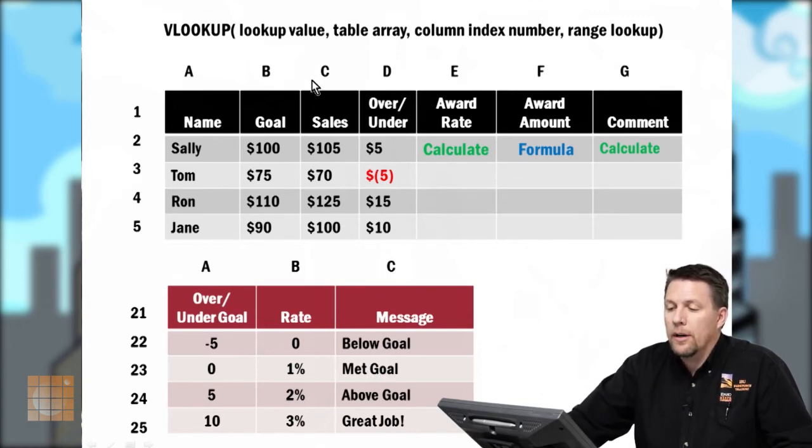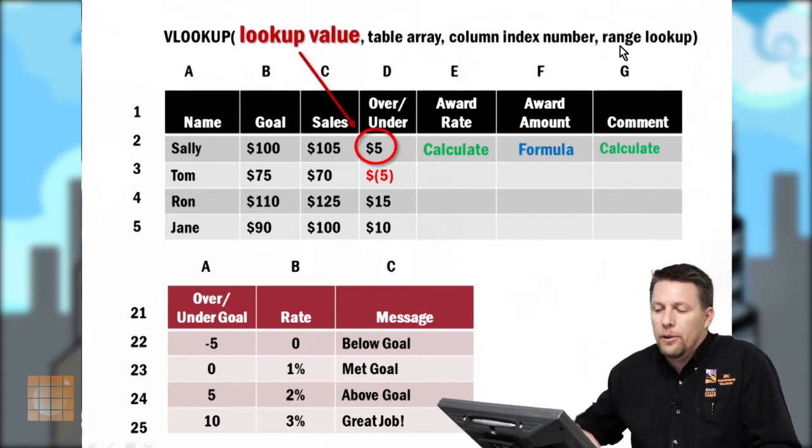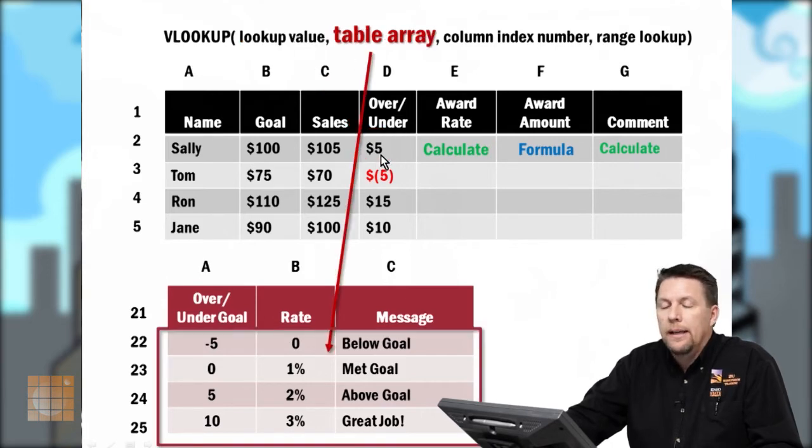So let's go ahead and begin looking at what each of these variables are in the formula. The first one is the lookup value. The lookup value says we want to find this value in our table, which is down below. So the lookup value is what do you want to find. The next variable is the table array, and the table array is what table contains the information you want to look through.